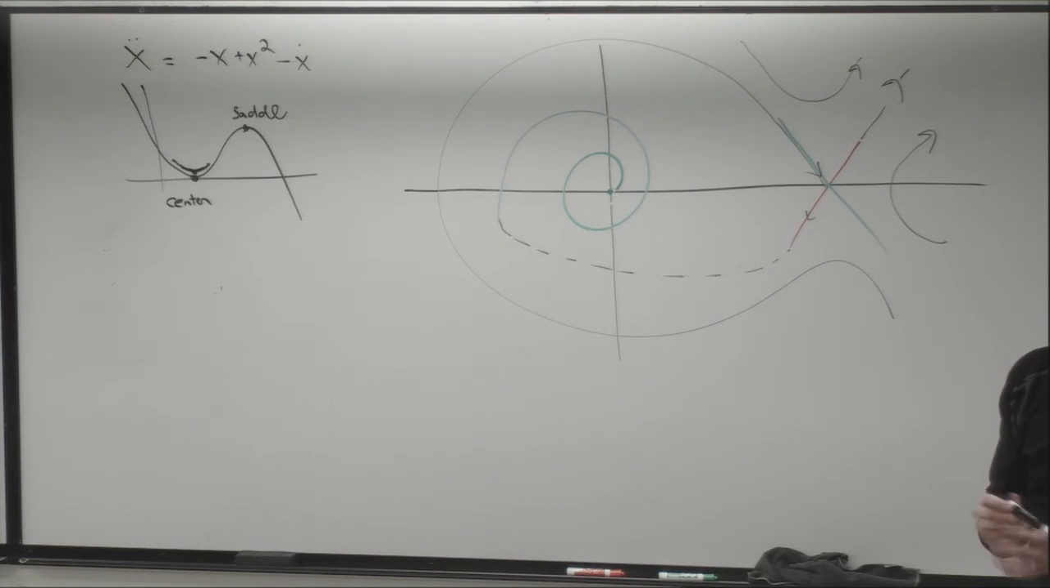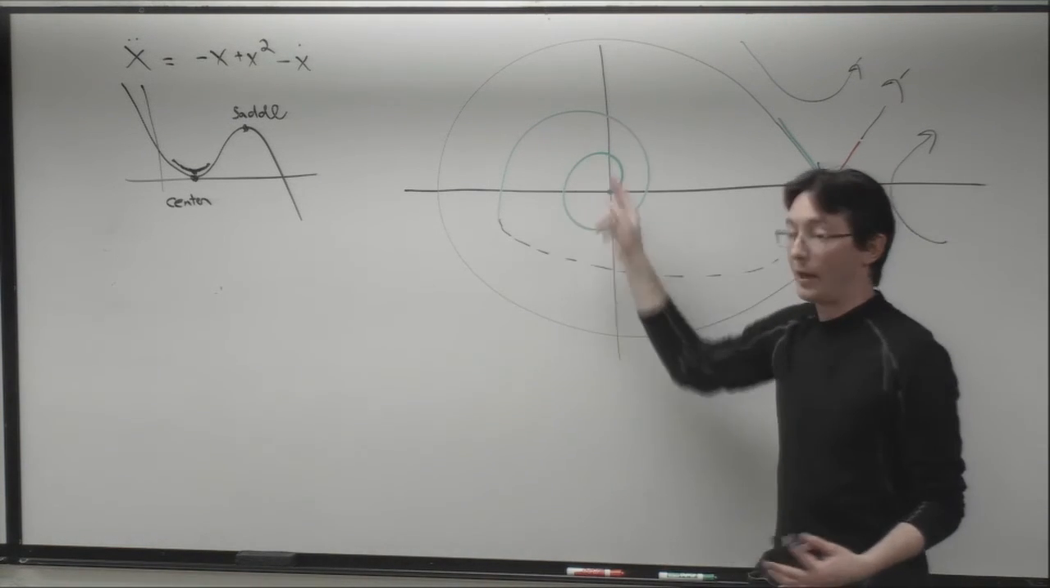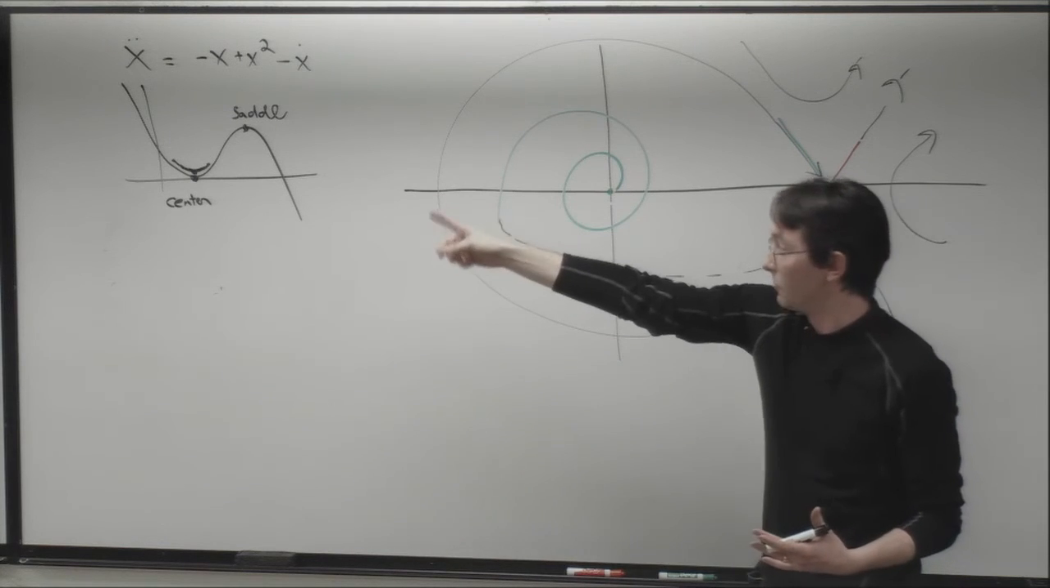Questions? Should make some physical sense, right? Like this picture now, this idea of a spiral sink should really kind of make sense. It's this well with friction.